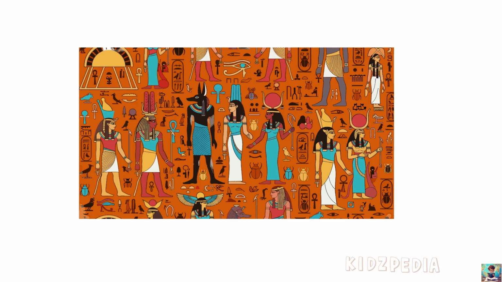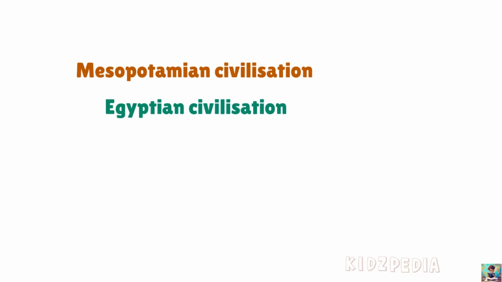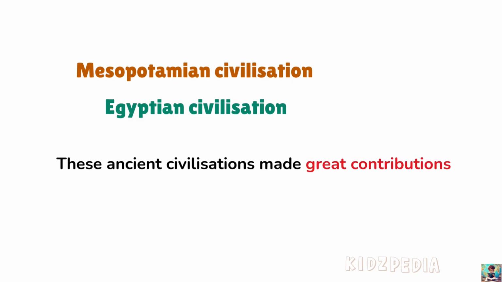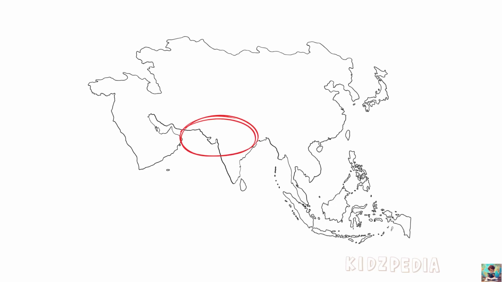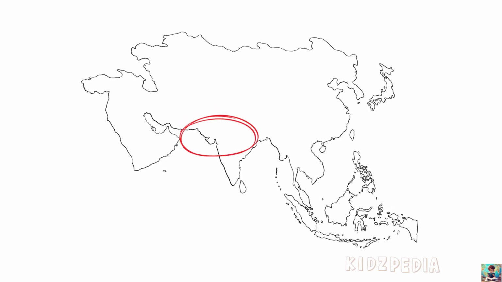You will learn more details about this civilization in higher classes. So, these ancient civilizations made great contributions in areas like agriculture, cities, writing and administration. Because of their advances, humanity reached its present stage of development. In this chapter, however, we will focus only on the Indian subcontinent. Our story begins in its northwestern region.